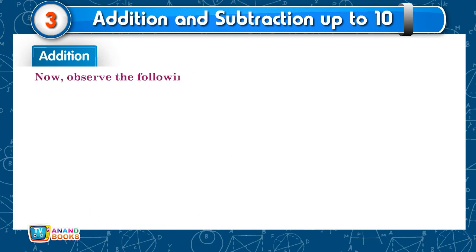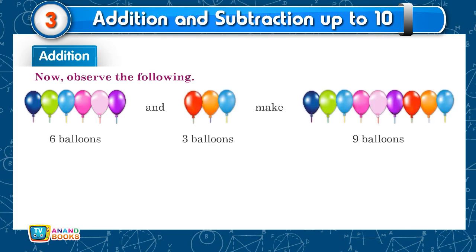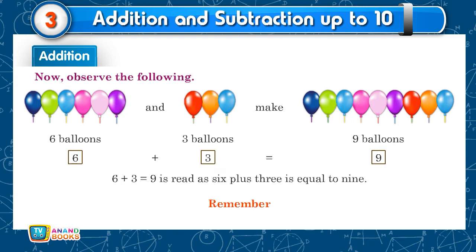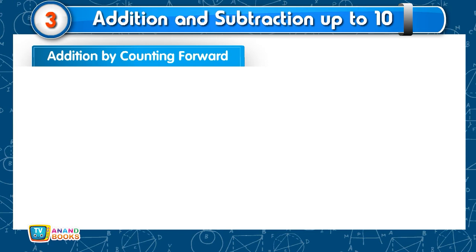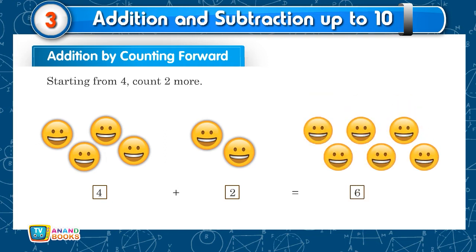Now, observe the following. 6 balloons and 3 balloons make 9 balloons. 6 plus 3 is equal to 9. Remember, the answer obtained on addition is called sum. Addition by counting forward. Starting from 4, count 2 more. 4 plus 1 is 5 and 4 plus 2 is 6.